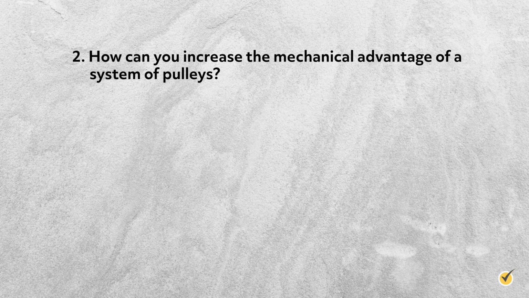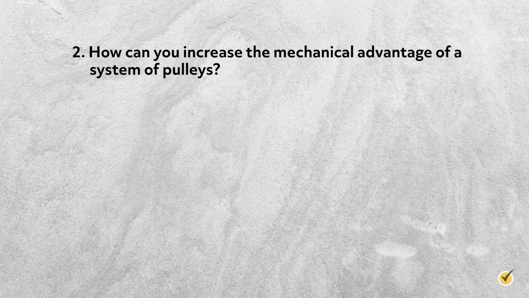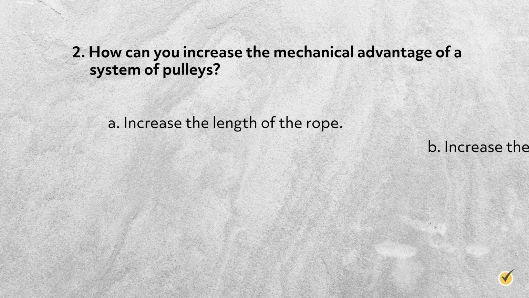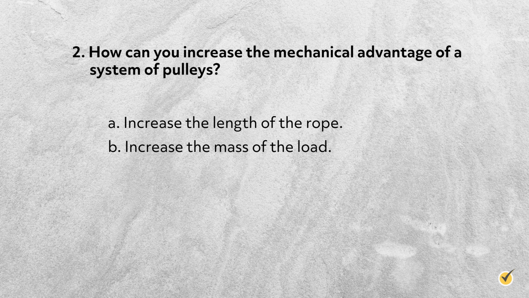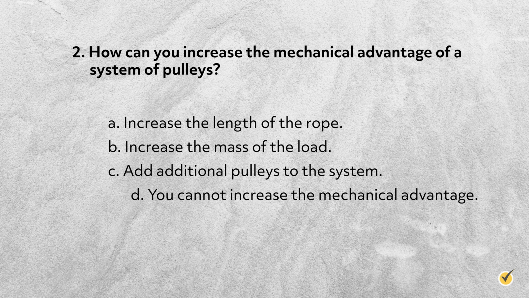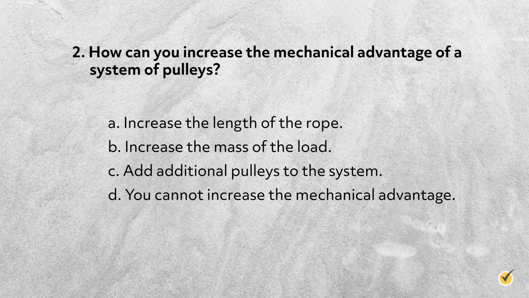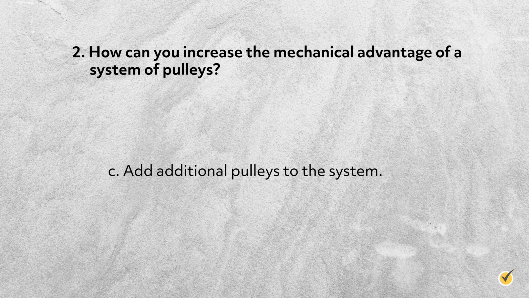Number 2. How can you increase the mechanical advantage of a system of pulleys? A. Increase the length of the rope. B. Increase the mass of the load. C. Add additional pulleys to the system. Or D. You cannot increase the mechanical advantage. The correct answer is C. The mechanical advantage is equal to the number of pulleys.